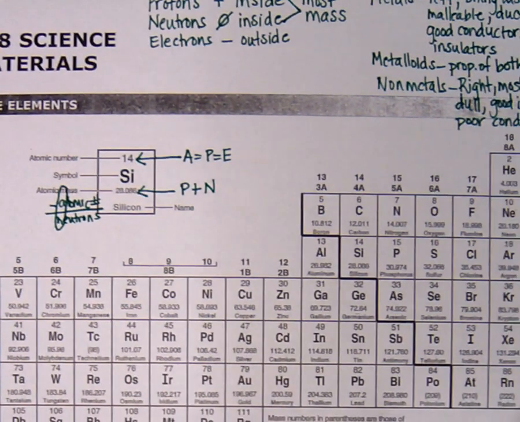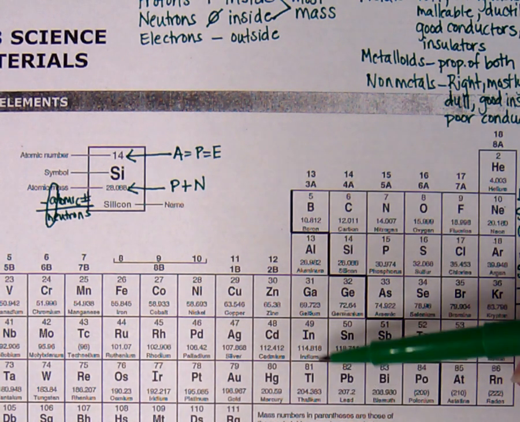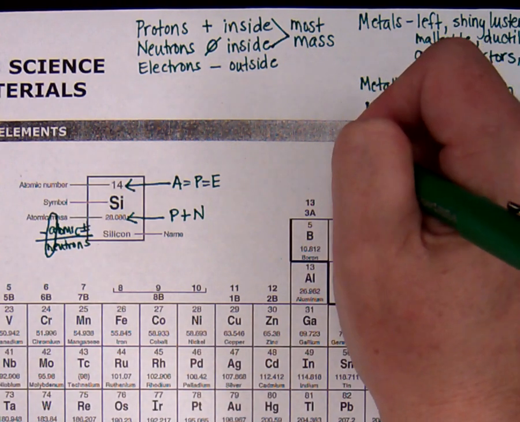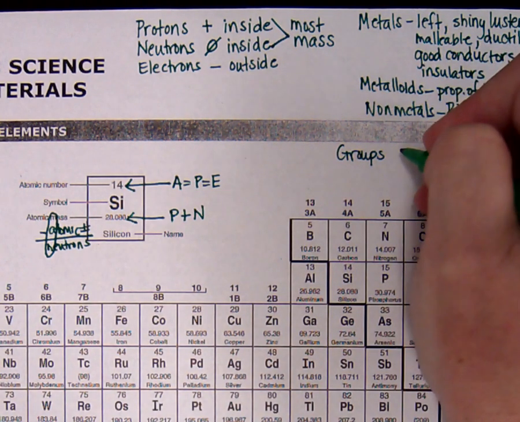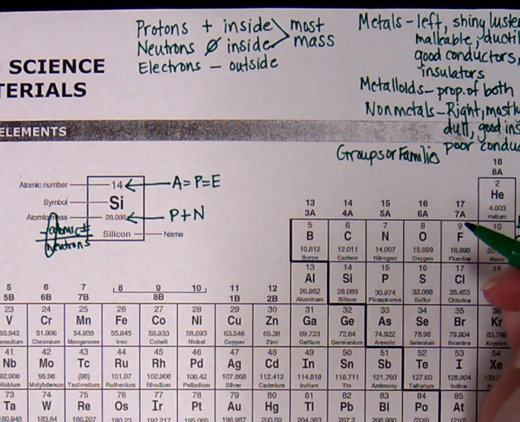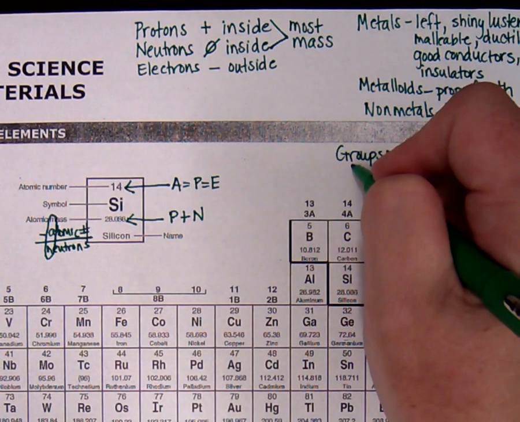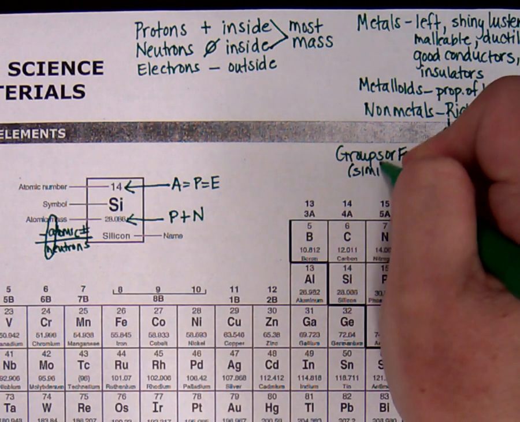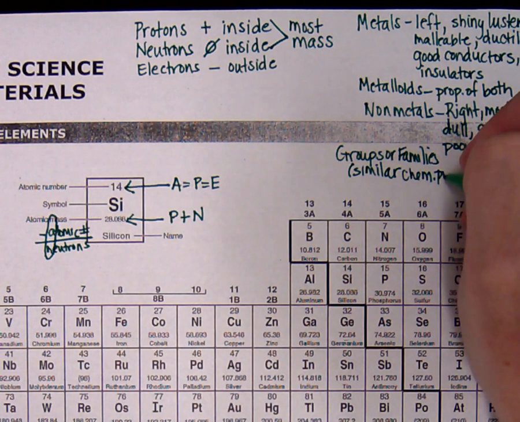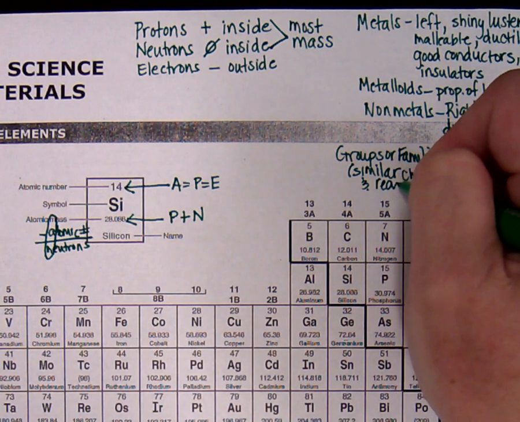Groups are the vertical columns. So we're going to write groups, or what we also say is families. Groups are families. Those show us that they have similar chemical properties and similar reactivity.